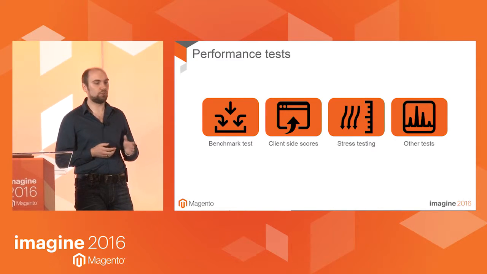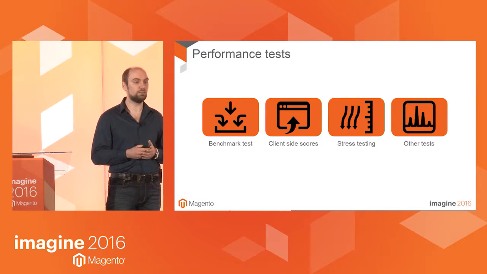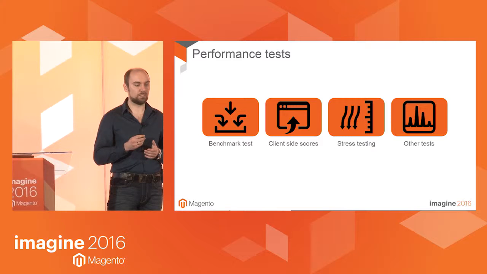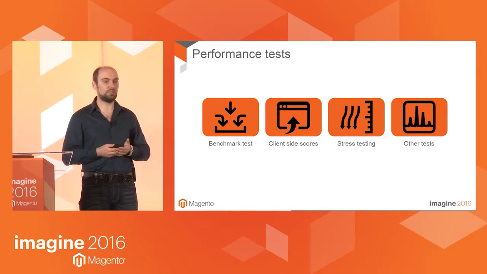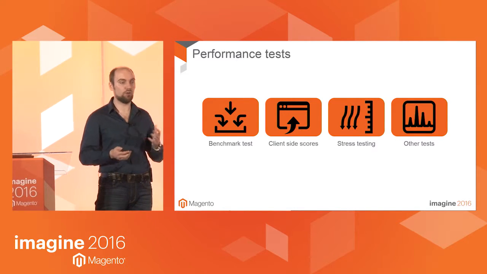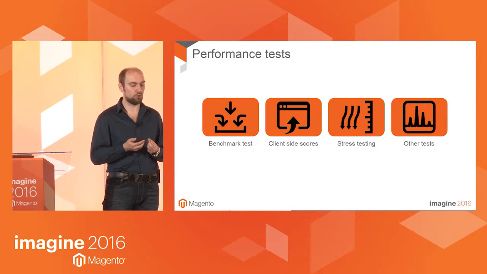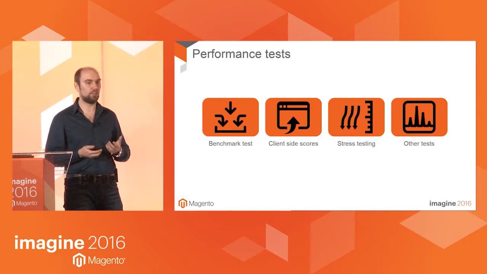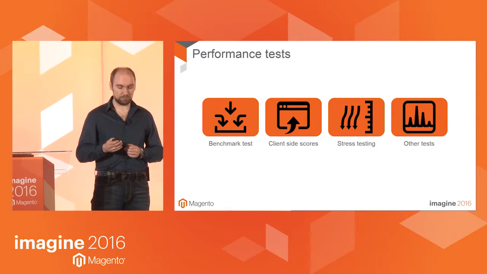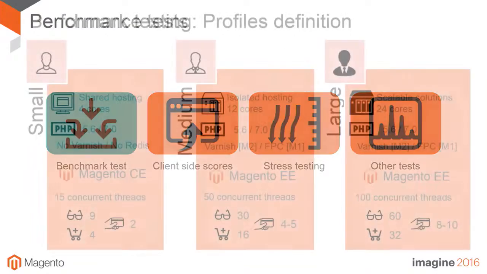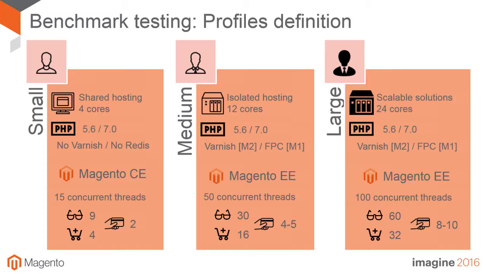We have a bunch of tools validating Magento client-side performance or client-side optimization, as well as a stress testing mechanism. The main target of this one is to load the system up to the point of maximum saturation of the database layer and check how the system behaves under extremely huge load, for example, in case of Black Friday or Cyber Monday sales, and a bunch of other tests. We'll talk about them in depth a bit later. Let's start with the benchmark test first.